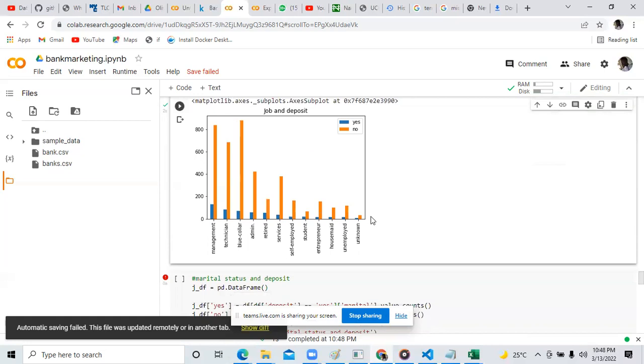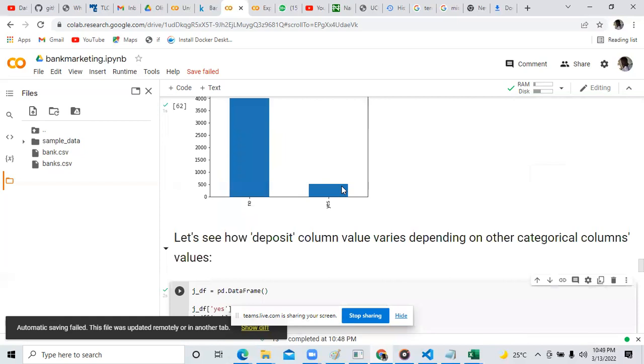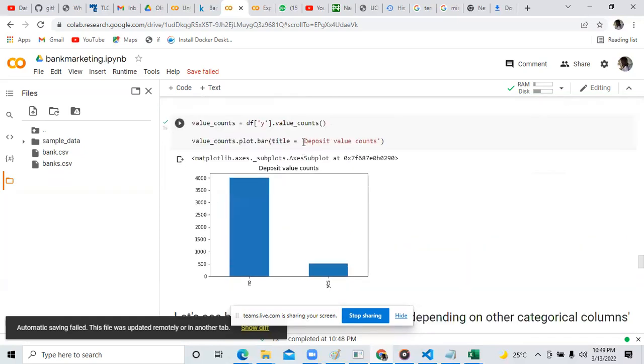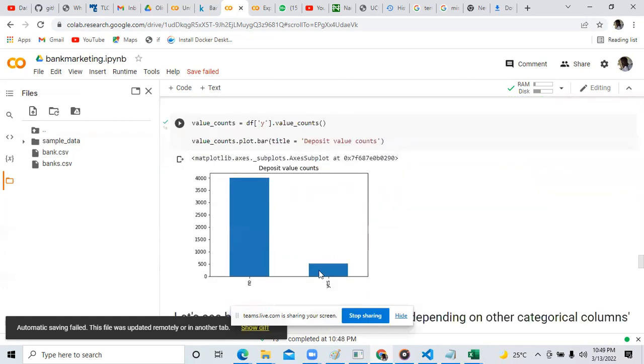What insight can you get from this? I'm sorry, please come again. I didn't get the whole thing before we got here. We analyzed the deposit variable, the response column now, and I said that there are more guys saying no to deposits than guys that are saying yes.